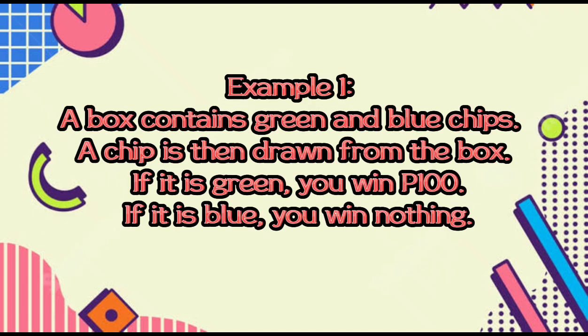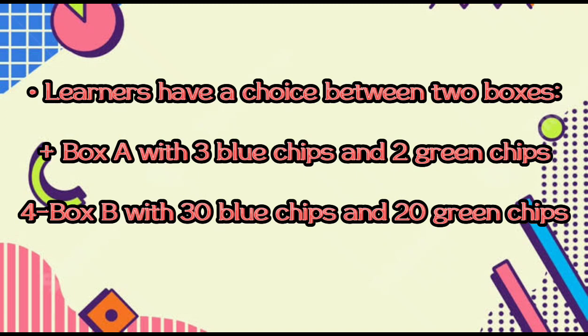Example 1. A box contains green and blue chips. A chip is then drawn from the box. If it is green, you win 100 pesos. If it is blue, you win nothing. Learners have a choice between two boxes: Box A with 3 blue chips and 2 green chips, and Box B with 30 blue chips and 20 green chips.